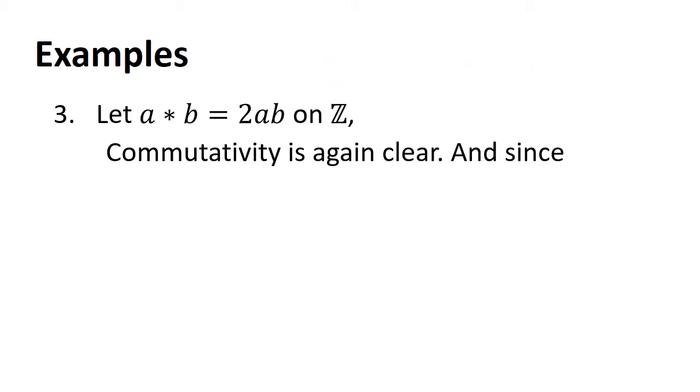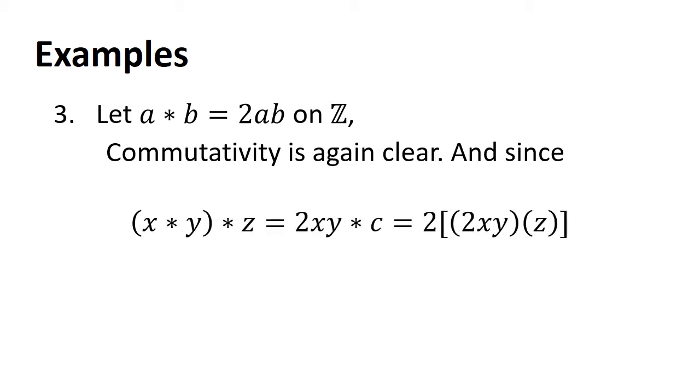But is it associative? Let's find out. Let's try X star Y, then the quantity star Z. Let's evaluate first what is inside the parentheses. X is our A, Y is our B. And A star B, by our definition, is equal to 2AB. Therefore, we get 2XY, since X is our A and Y is our B.